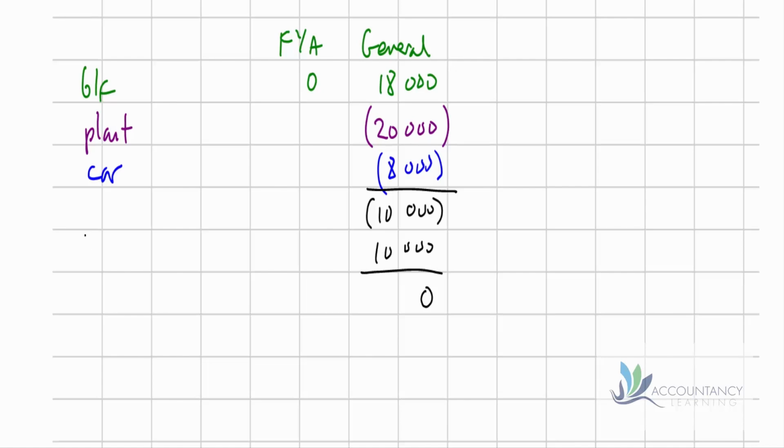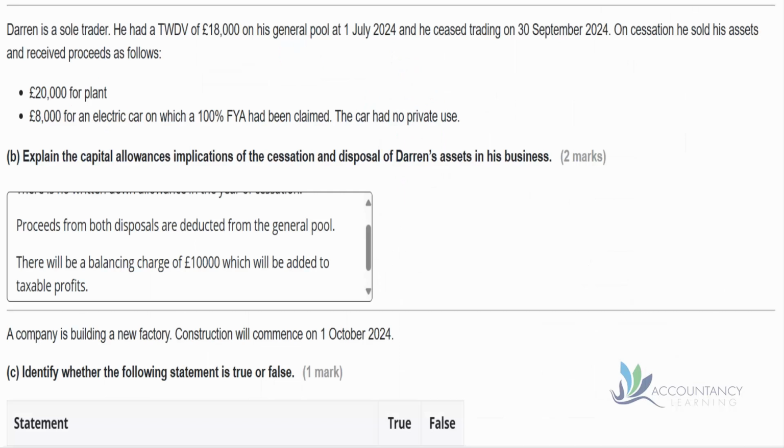So that means we're going to have a balancing charge. So that 10,000 will be added to our trading profits, and we'll need to pay tax on that. It's to recognise that we've made a profit on the disposal of these assets for tax purposes. So in our text box, we can say that the proceeds from both disposals are deducted from the general pool, and there will be a balancing charge of £10,000, which will be added to our taxable profits.